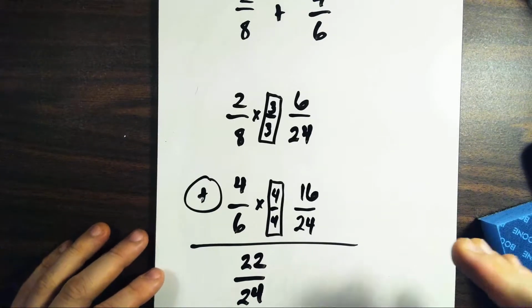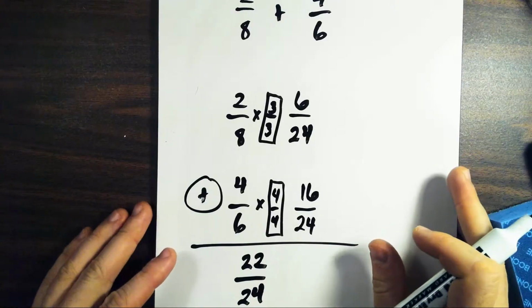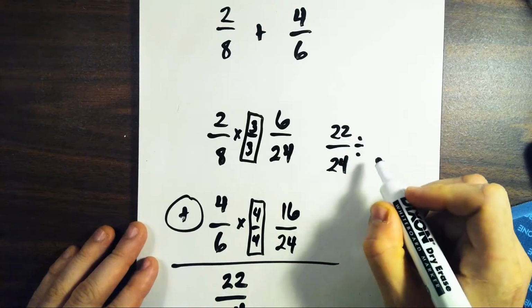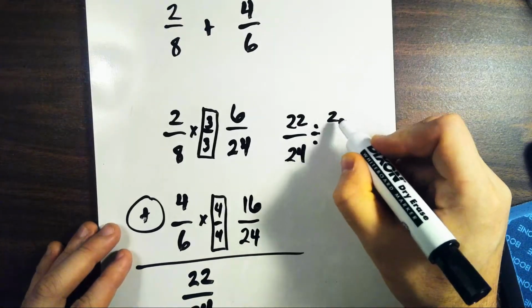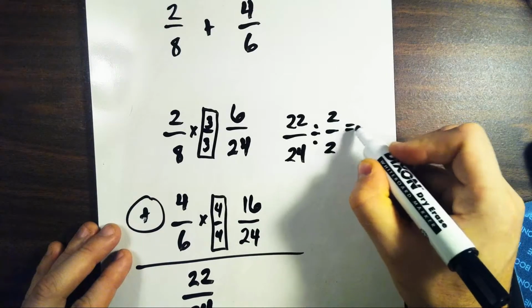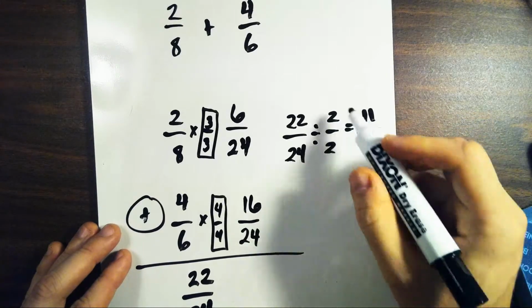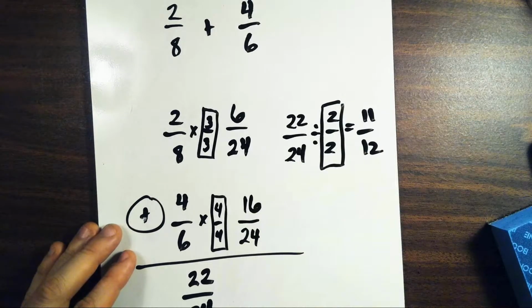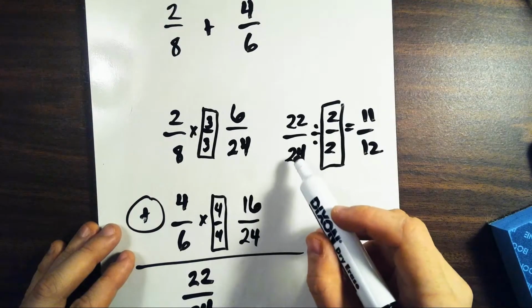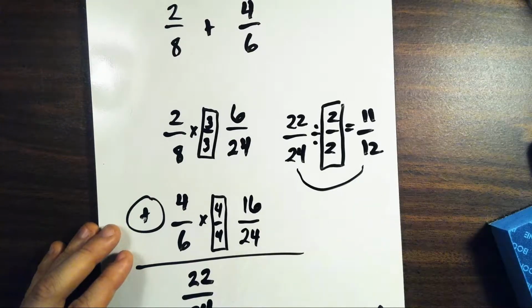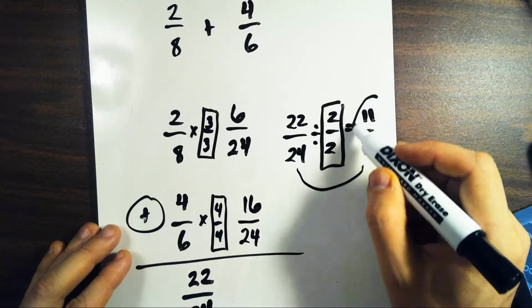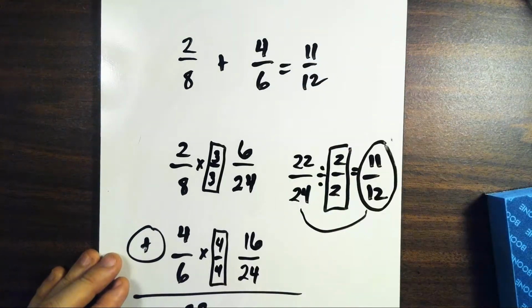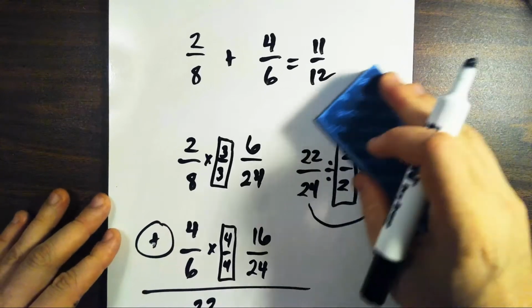Now I'm to the point where I need to simplify my fraction. And in this case, 22 over 24 is not in simplest form because they're both even. So I can divide the top and the bottom by 2 over 2, which will give me 11 over 12. Now notice that when I divided the top and the bottom by 2 over 2, I really just divided by 1 again. So I did not change my fraction. These two fractions right here are equivalent. But this is my simplest form answer. So 2/8 plus 4/6 in simplest form is 11/12. Okay, let's try one more example.